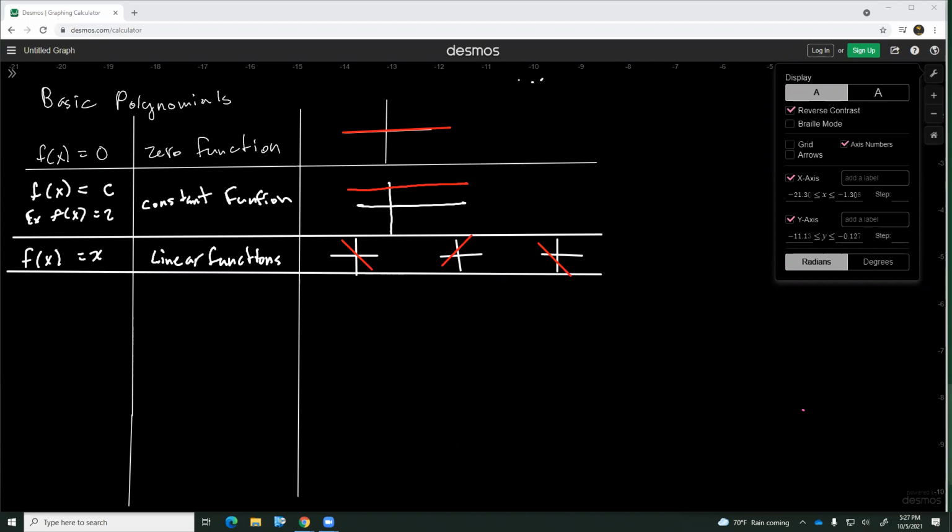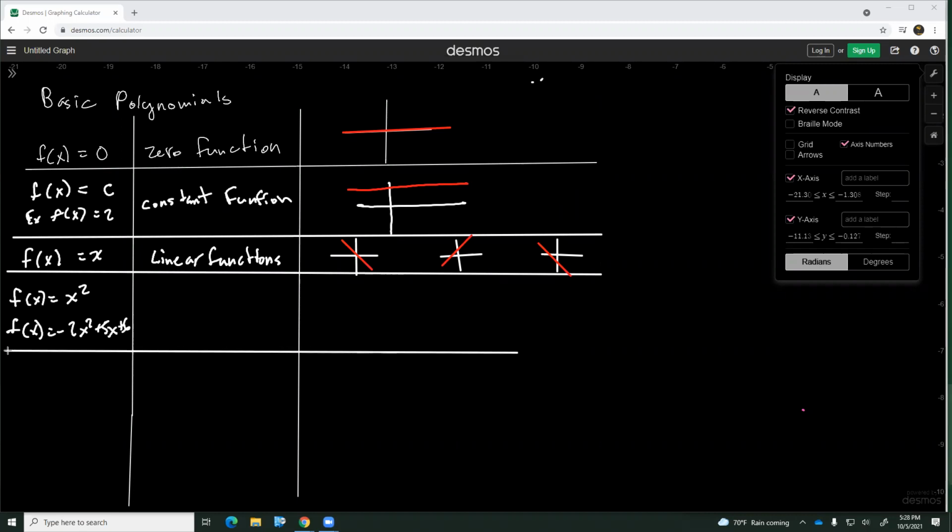Now we get into stuff that we talked about in this last unit, which were quadratic functions. This is like f of x equals x squared. That's the most basic. Obviously, they can get as fancy as something like negative 2x squared plus 5x plus 6, and get real fancy. These are, like I said, the quadratic functions.